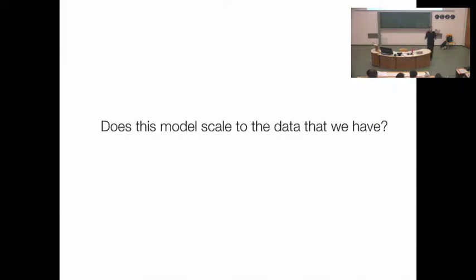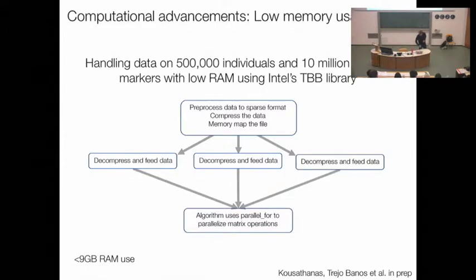But does it scale to the data sizes that we have? So this is the lengthy process that we went through over the past year in my group, which is to try and handle data on 500,000 people and over 10 million genetic markers with low RAM use. And we started by using Intel's TBB library. So this is a brief overview of some computer tricks that we've used.